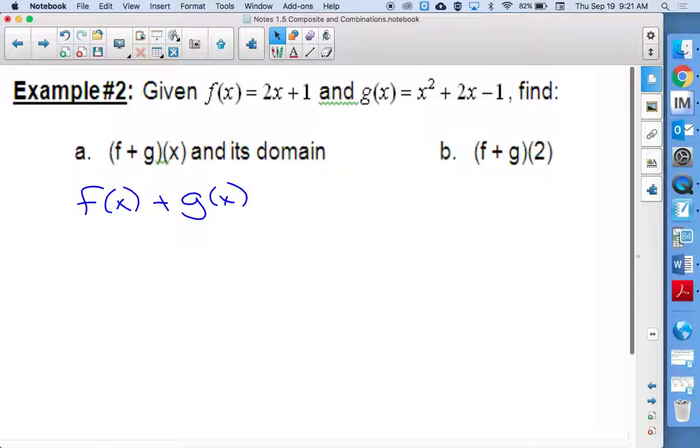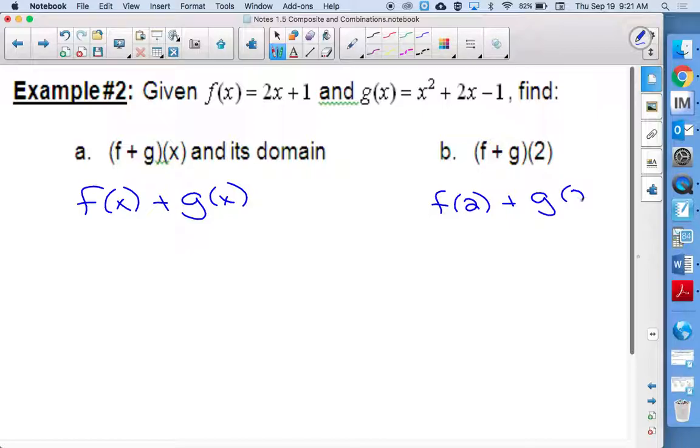And then part B, I want you to find f plus g of 2, which really means find f of 2 plus g of 2. So you can write it two different ways. That 2 is applied to both functions.